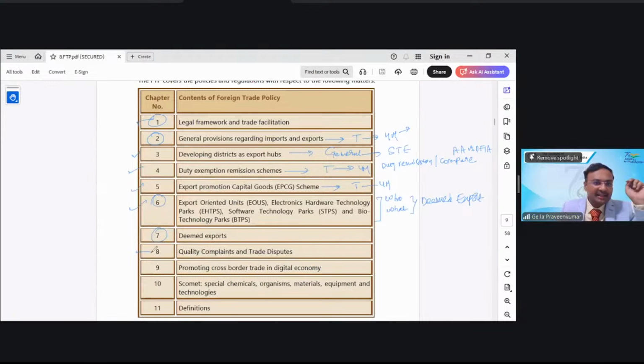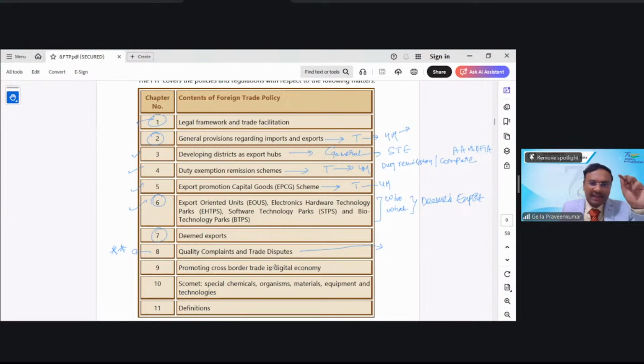Quality complaints. This is one important topic connected with a recent amendment. I'll touch on these quality complaints. Expect now, in the CA examination, there's a norm: expect the unexpected. This is also one important question. Be prepared from your examination point of view.